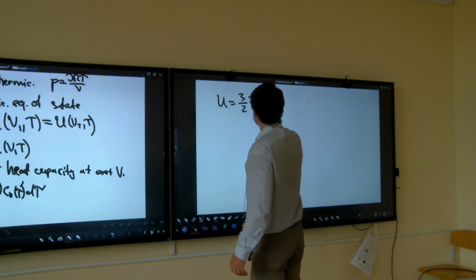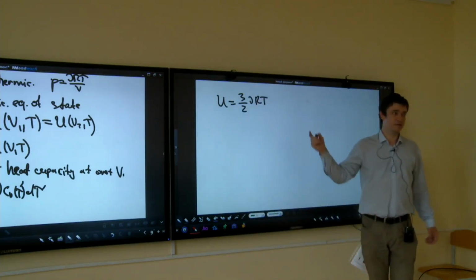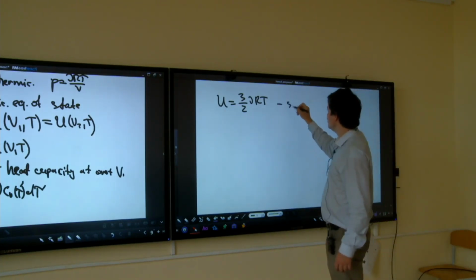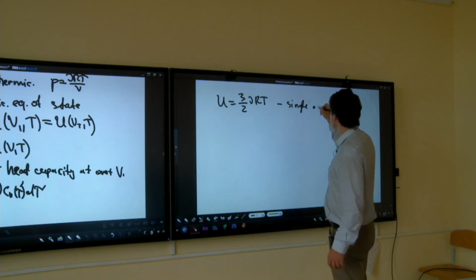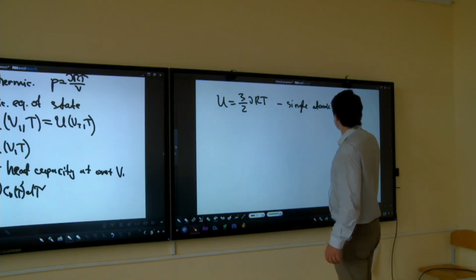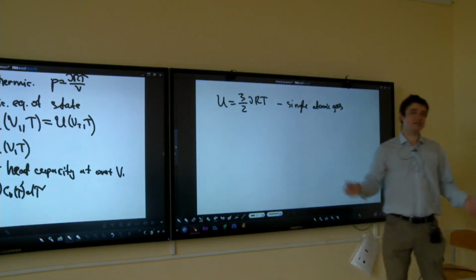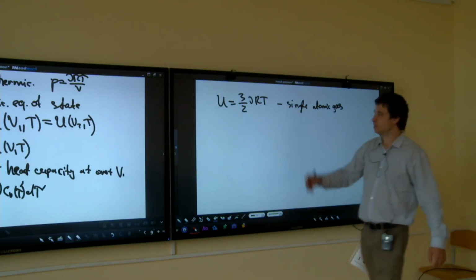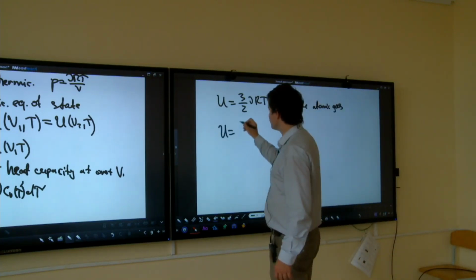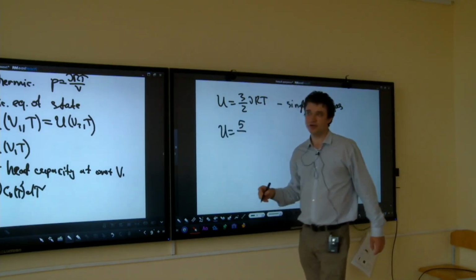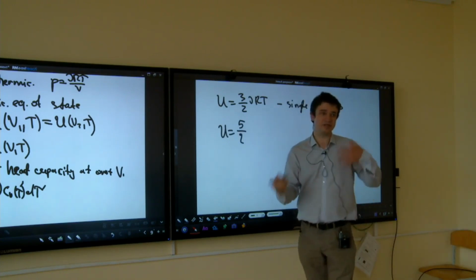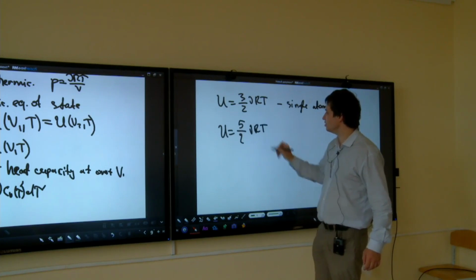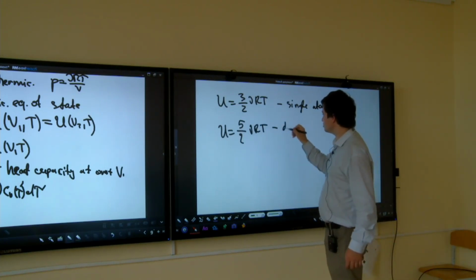But of course, in school you had something more simple than this, like 3/2 nu RT. You probably remember something, yes? So that's the internal energy for the single atomic gas. If your gas is composed of molecules which contain only one atom, then it's this. But if you have gas composed of molecules which contain two atoms, like oxygen or nitrogen, then you write 5/2 nu RT.